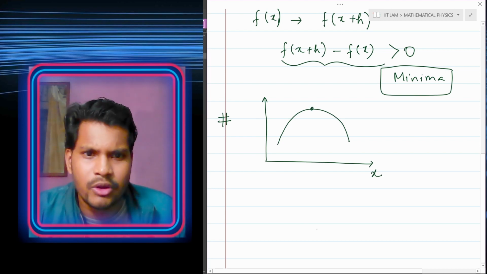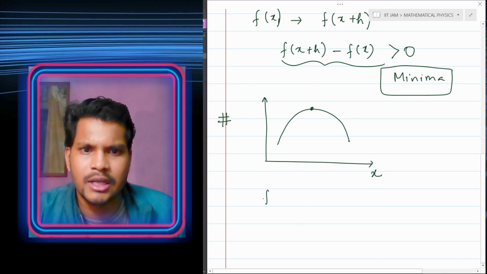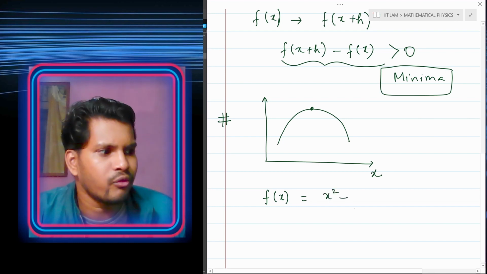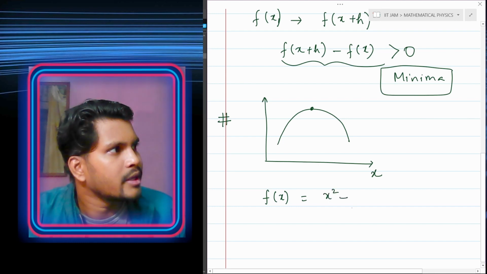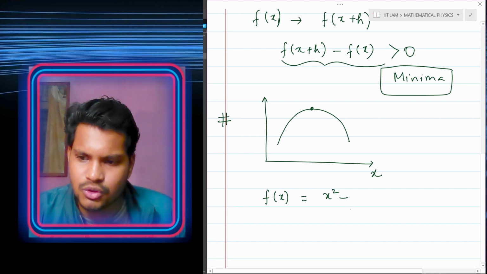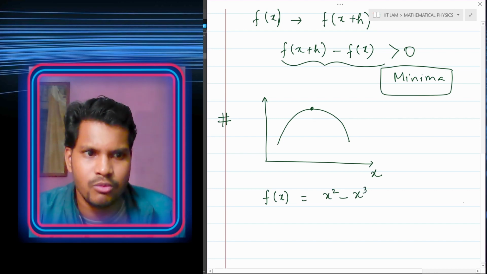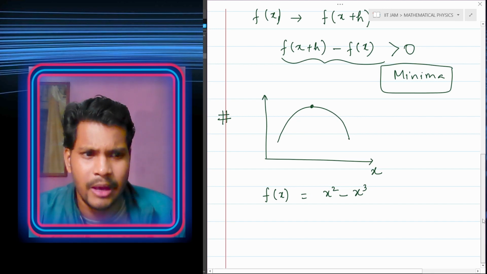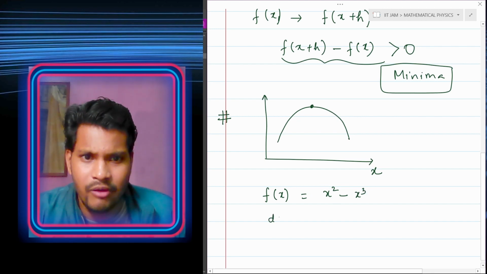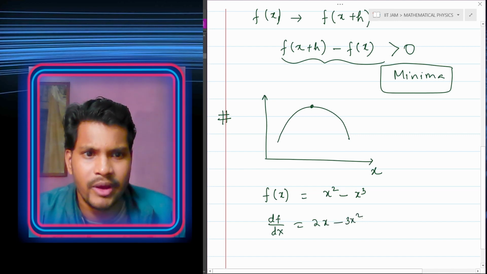Now you may say, okay fine, how can we show this? Let's say f of x is equal to x square minus x cube. Consider we have this kind of function. If I calculate df over dx, it becomes 2x minus 3x square.